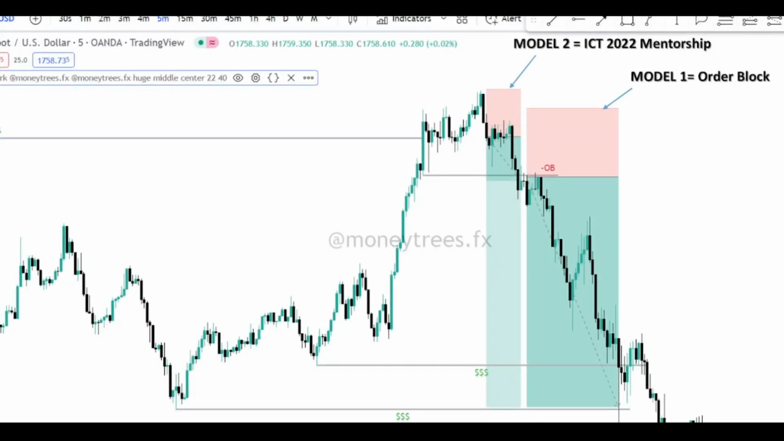And now that's how both models are going to look. If you missed the first entry, which is the 2022 ICT mentorship, you would have had a chance to use the order block model to enter. But you don't have to trade both. You can just choose one for the sake of statistics and so that you can track how your model is working for you. So that's it for this video, guys.